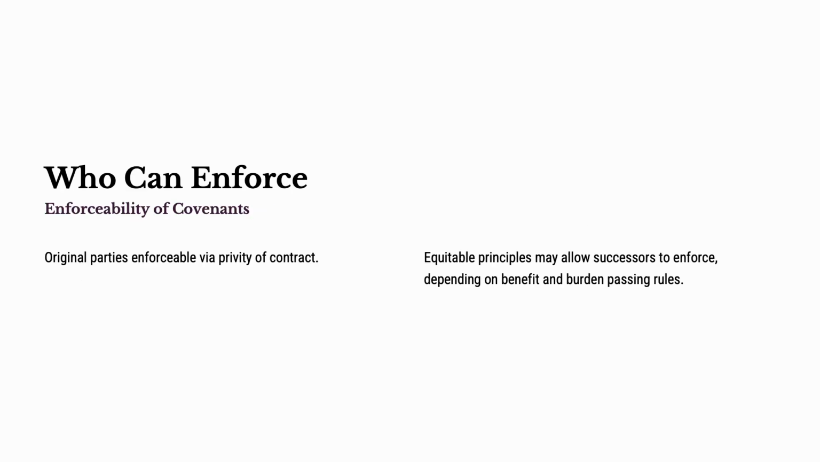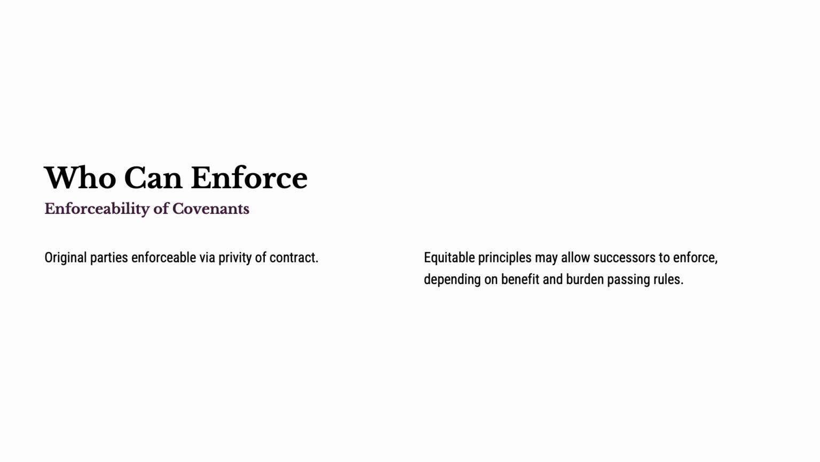So who can enforce it? Original parties can always enforce covenants between themselves based on privity of contract. If A covenants with B not to use land for commercial purposes, B can sue A for breach of A's violations of the covenant. This is simple contract law. The covenant is a contractual promise, and a contract binds the parties who made it.